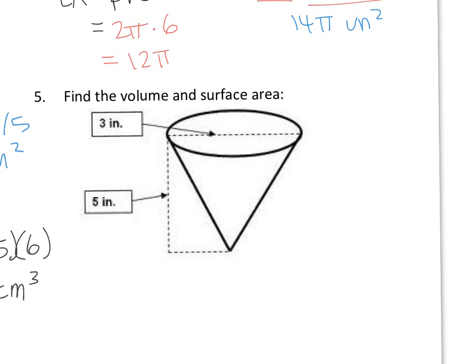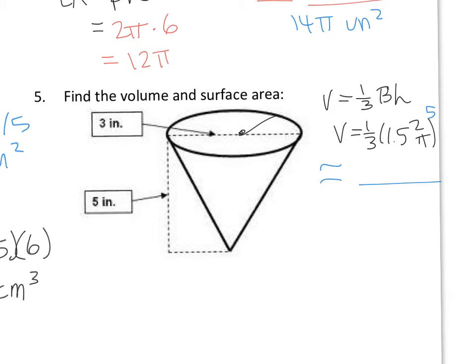And number 5, find the volume and surface area. So volume equals 1/3 area of the base times the height, because it's a cone. So volume equals 1/3 the area of the base. The radius is 1.5, so it's going to be 1.5 squared pi times the height, which is 5. So you can put that all in your calculator. This is not to the 5th power, it's just times 5.